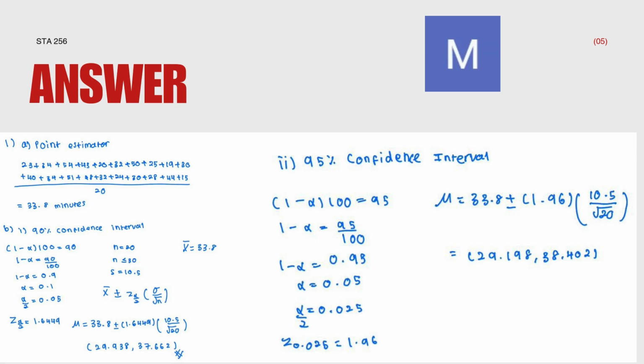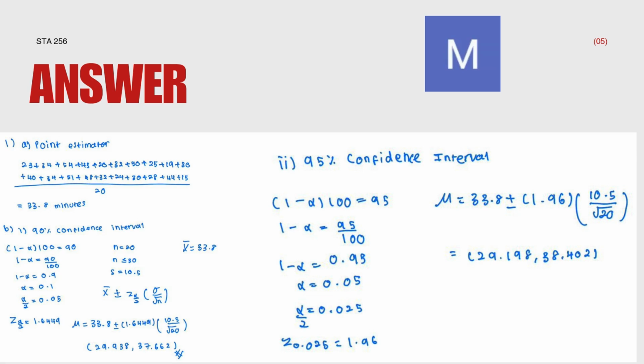For B1, we need to find the 90% confidence interval. So we need to find the alpha first, which is 0.1. And our n here is 20, so n is less than 30. So it satisfies the condition of using Z distribution because n is less than or equal to 30 and our variance is known. So when we use the Z distribution, we put in the values. Finally, we get 29.938 to 37.662.